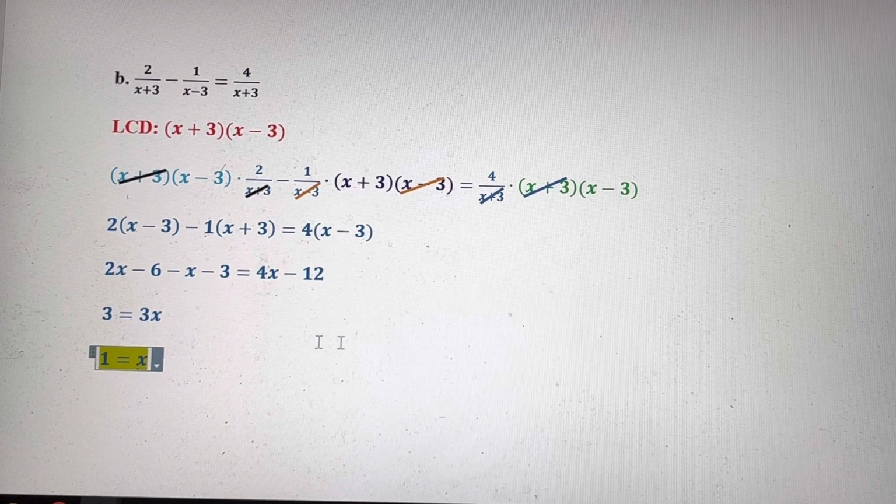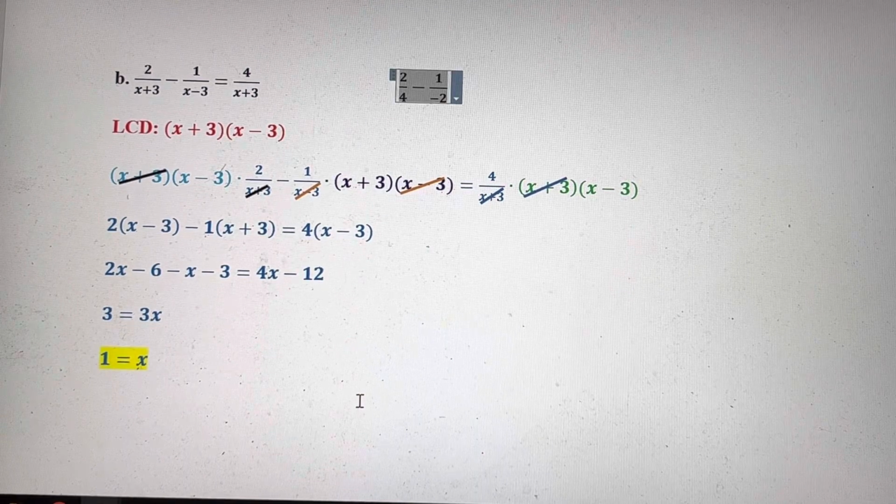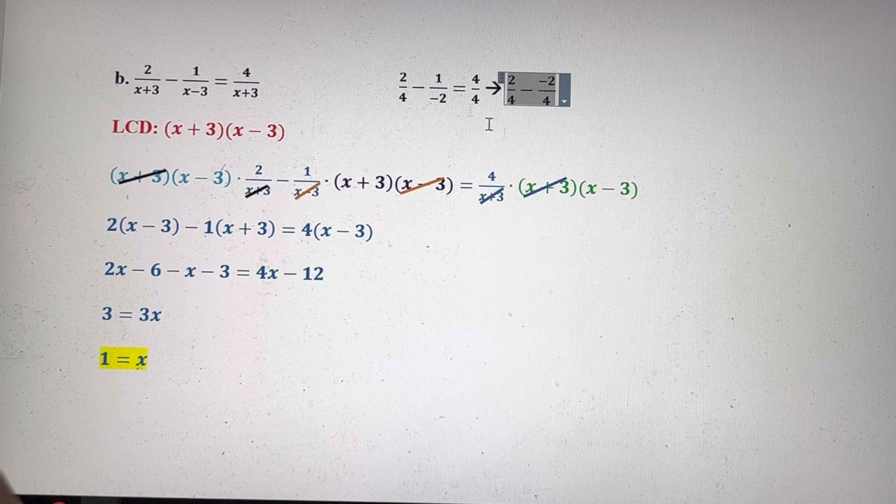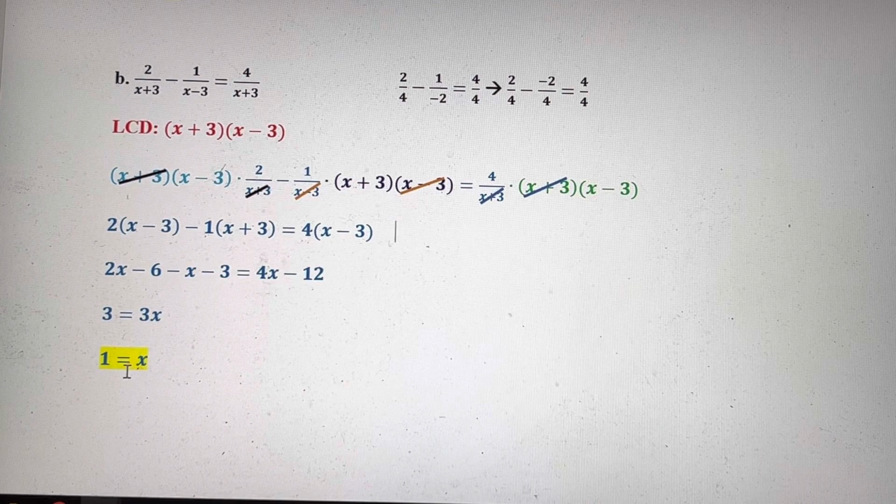Again, check your work just to make sure this isn't extraneous. It's not. So I get 2 over 4 minus negative 1/2 equals 4 over 4, okay? So just to clean that up a little bit, 2 over 4 minus a negative 2 over 4, well, that's 4 over 4, which is what we've got. So that verifies that 1 is the solution for this rational equation.